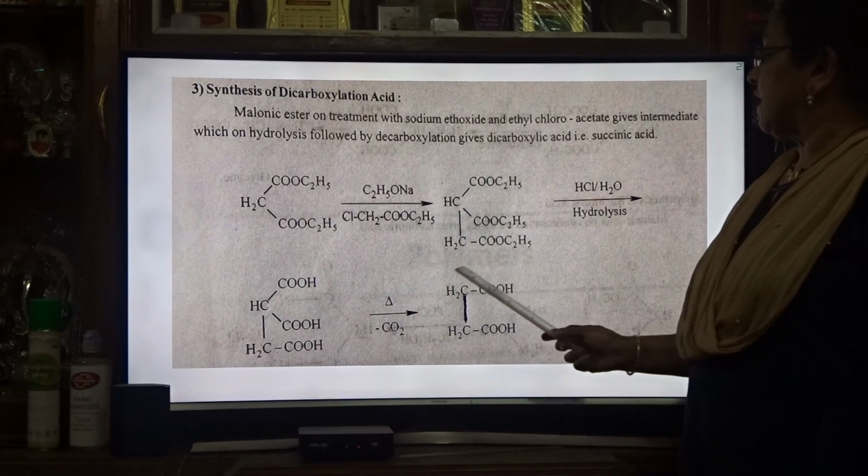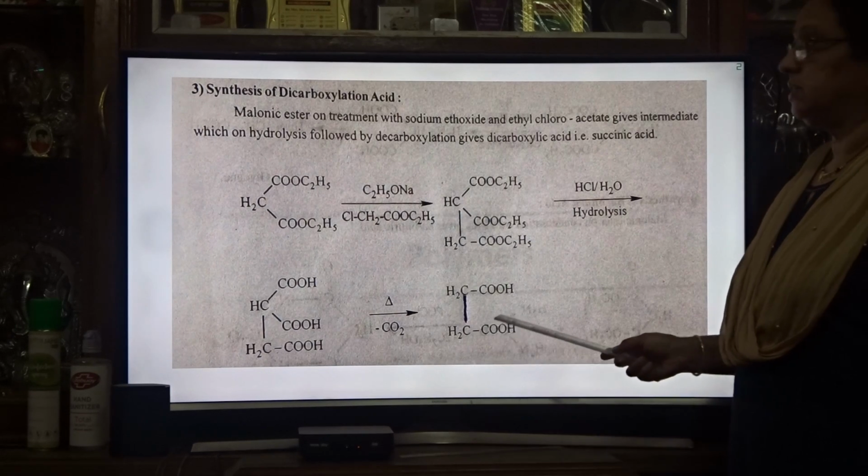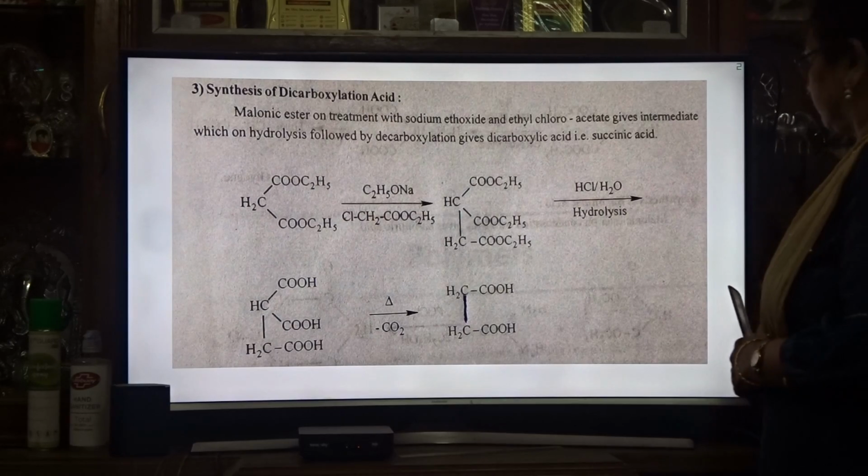This is aliphatic dicarboxylic acid. So two COOH groups are there, so it is dicarboxylic acid.